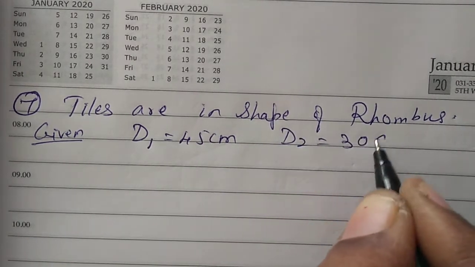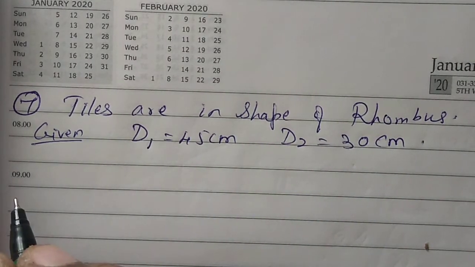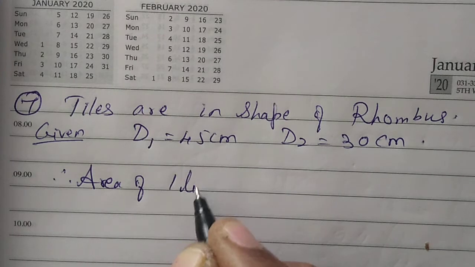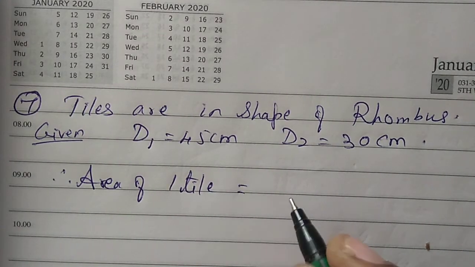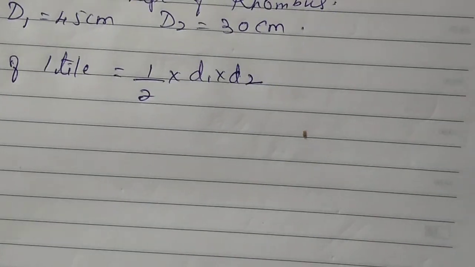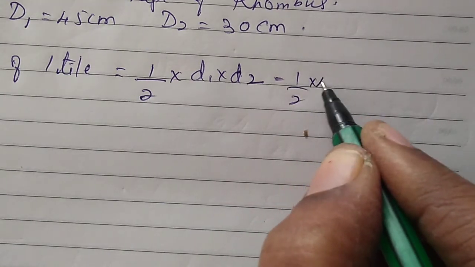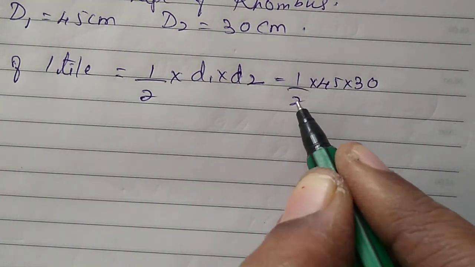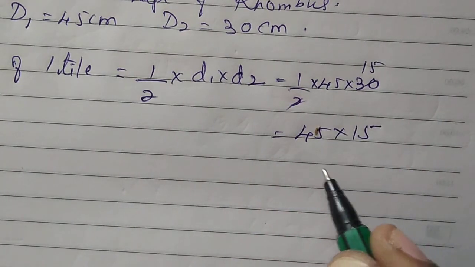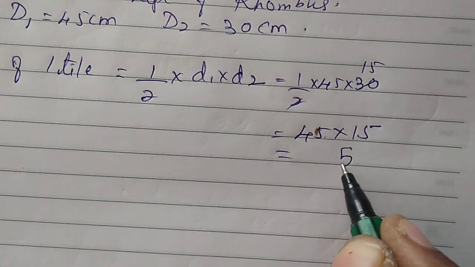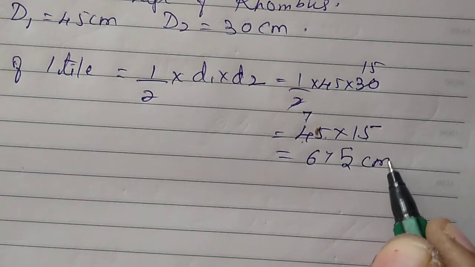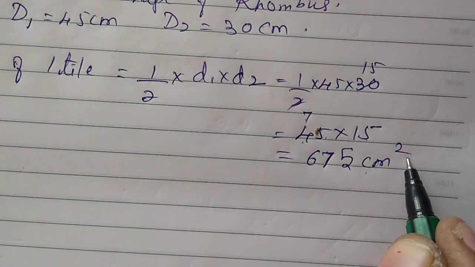So now we find the area of one tile. What is the area of rhombus formula? Half into D1 into D2. So we substitute now: half into 45 into 30. 2 will go into 30, 15 times. So we have 45 multiplied by 15, which is 15 5s are 75, 5 carry 7, 15 4s are 60, 60 plus 7, 67, so 675 centimeter squared.